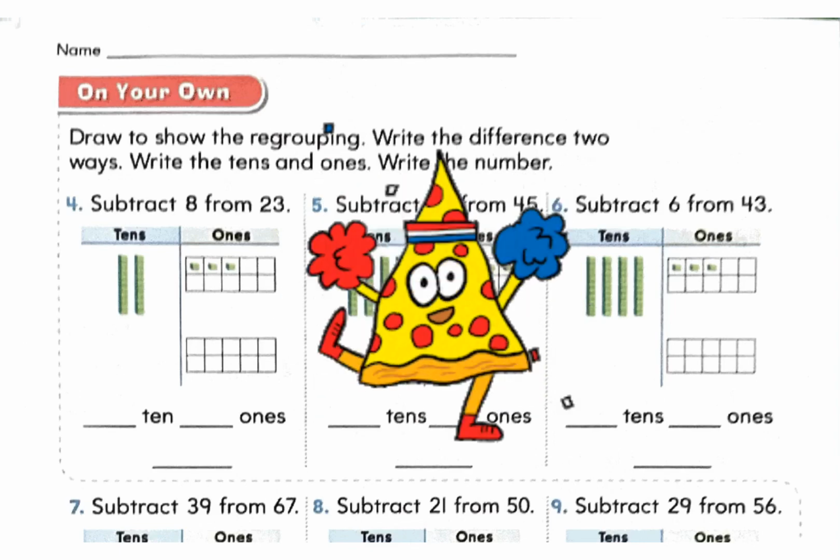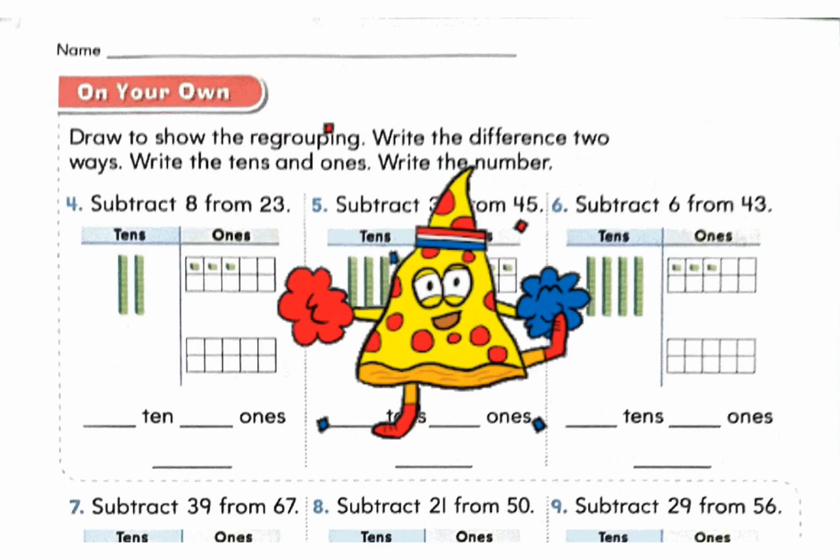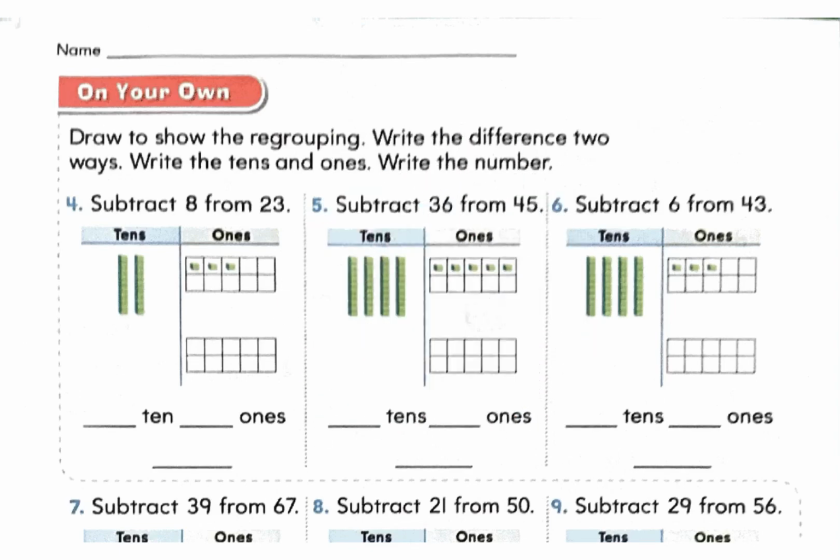You made it. All right, so now you know what it's time for on your own. You're going to draw to show the regrouping, write the difference 2 ways, write the 10s and 1s, and write the number. Please don't forget each step. I'll go over them again. Draw to show the regrouping, 1. 2, write the difference 2 ways. 3, write the 10s and 1s. And 4, write the number.